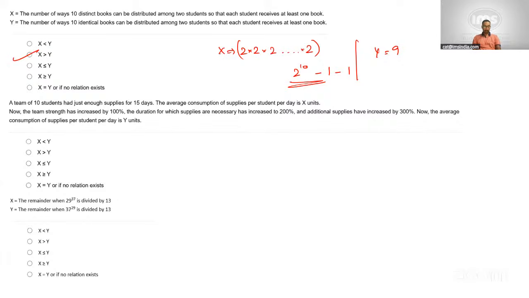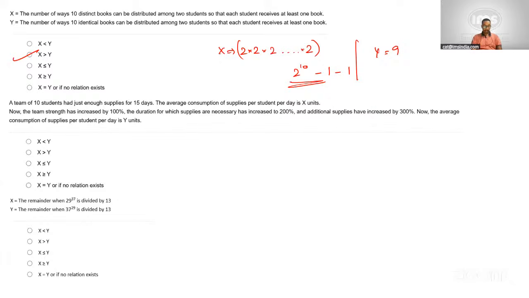Sorry. A team of 10 students had just enough supplies for 15 days. The average consumption of supplies per student per day is X. Now the team strength has increased by 10%. The duration, okay, that is a lot of content for now. Average consumption of supplies is Y. Okay, I don't know. Too much data for now.